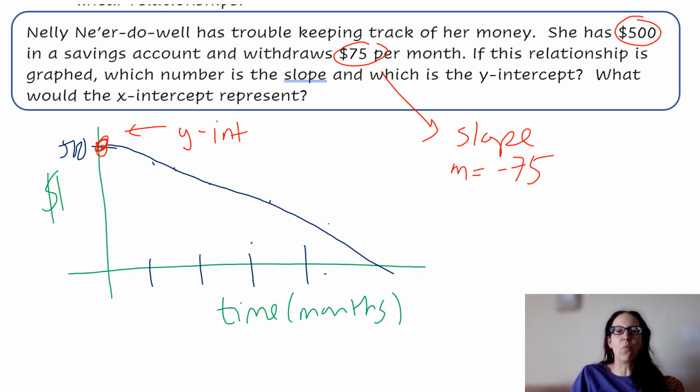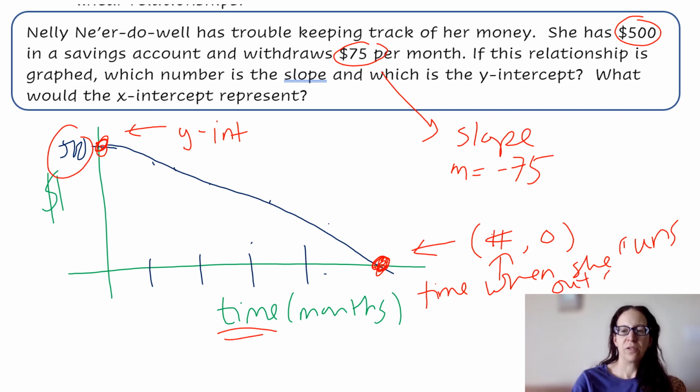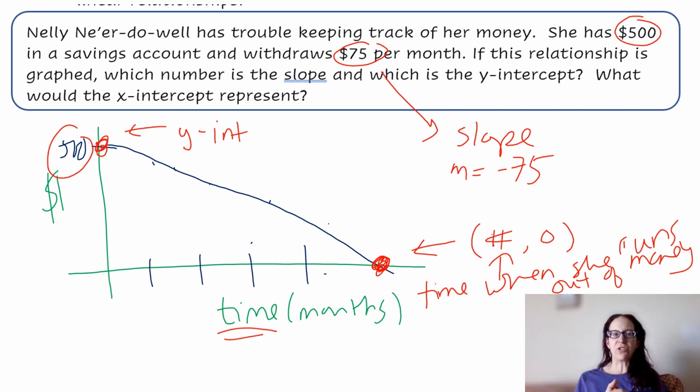And let's say it says, what would the x-intercept represent? So without finding it, the x-intercept is some number and then 0. Okay, and remember the y is the money. Y is the money, and this is a time. So the x-intercept would be the time when she runs out of money. So on a linear graph, those are pretty much the three key things. You've got the x-intercept, the y-intercept, and the slope.